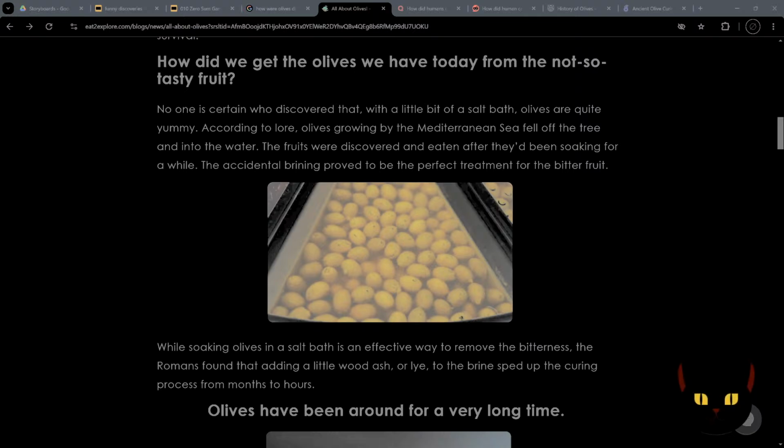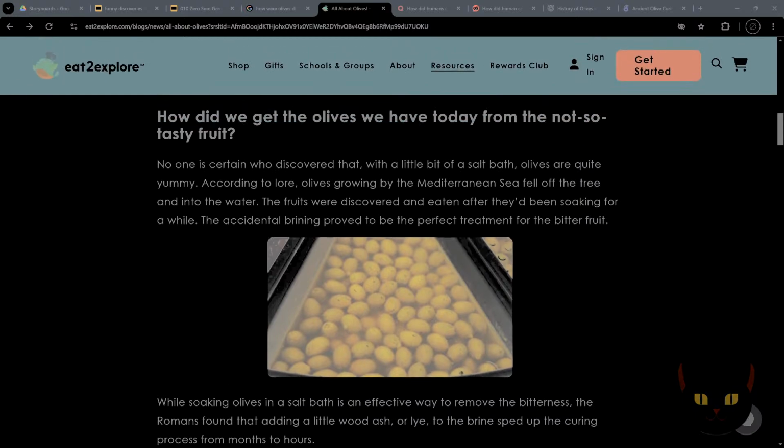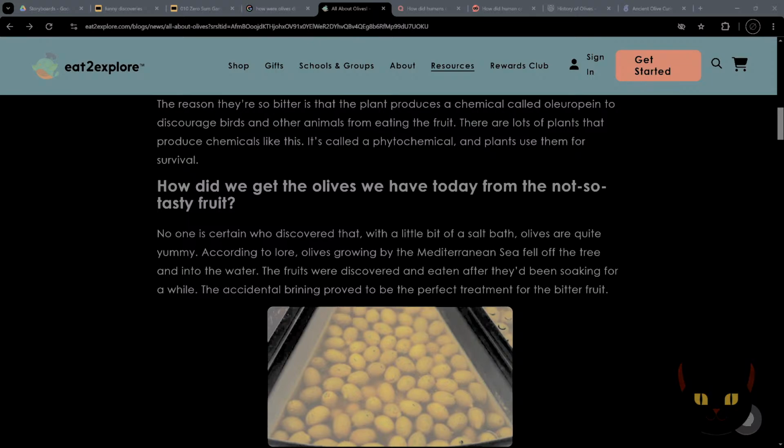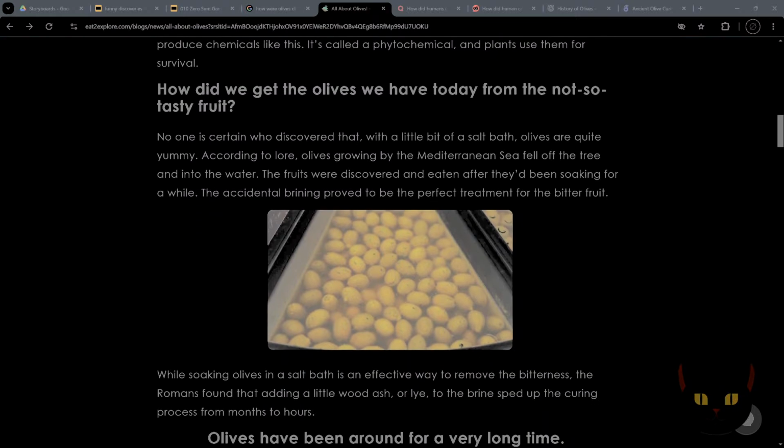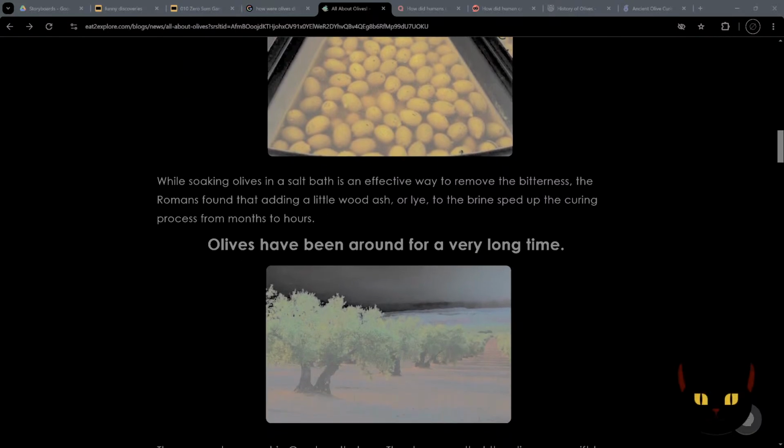So why does salt remove the oleuropein? They're not going to tell us, are they? I want to know what the salt actually does.